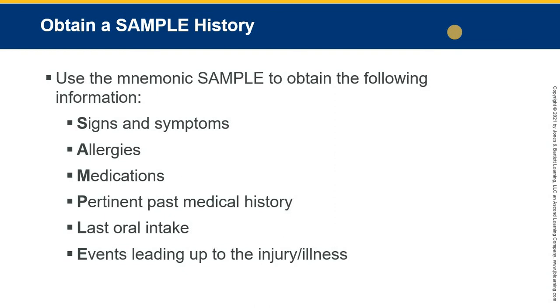And then E is going to be your events preceding the injury or illness. Now, we've already asked that with our OPQRST, like I said, with the onset. Tell me what you were doing when this happened. If you forgot to ask that on your OPQRST, or you start with SAMPLE, this way it can actually, one leads into the other.